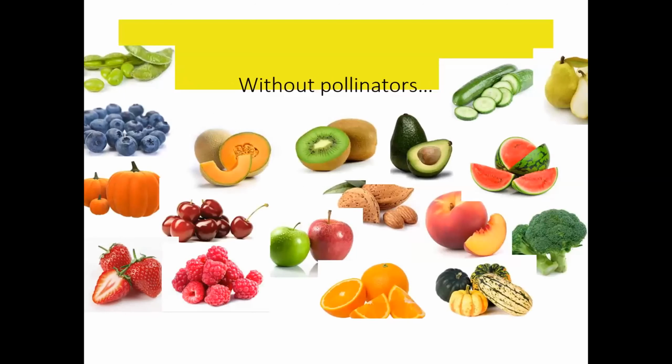80% of all flowering plants need a pollinator. In fact, it's been said that every fourth bite of food that we take requires pollination. Without pollinators, we would not have any of these fruits and vegetables that are on the screen. And there are literally hundreds and hundreds more that require pollination.